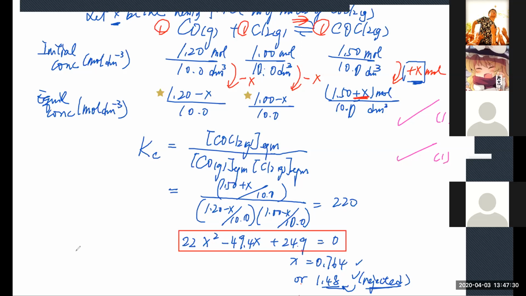So you are going to solve it here, but it's not the end. You are going to refer to the questions. Calculate the equilibrium concentration of this.